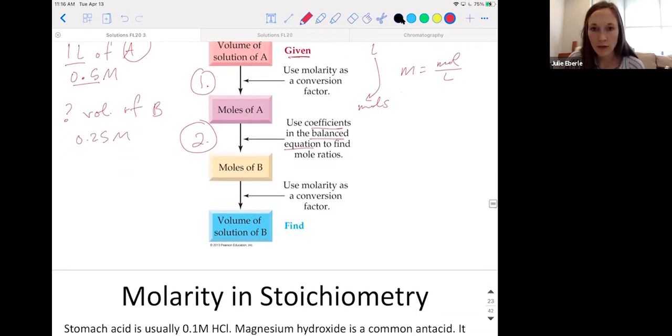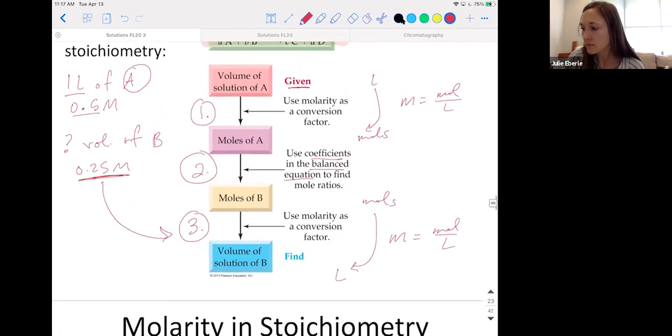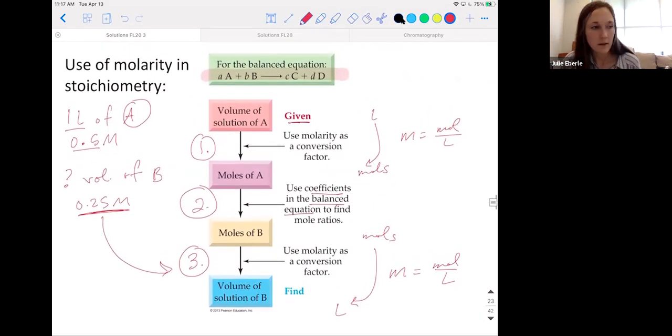Once you've gone from moles of A to moles of B using the mole ratio, the last step is you're going to use the molarity of substance B to convert from moles back to a volume, because the question asks for what volume. So we're going back from moles to liters using the molarity, which is again mole per liter, but for substance B this time. So that's the problem in its entirety. We're going to work one like this right after you guys finish writing this down.